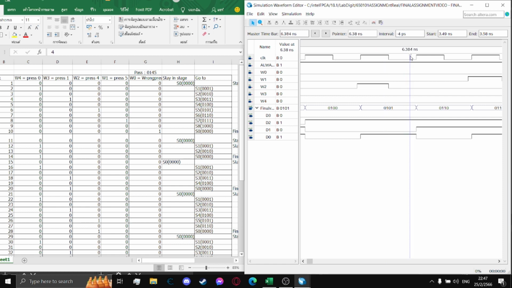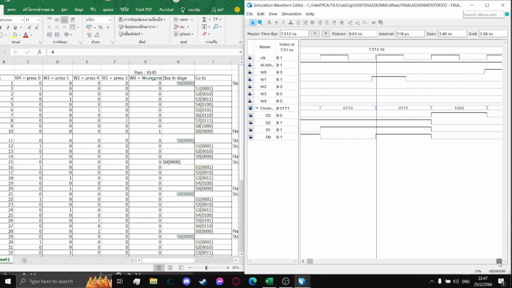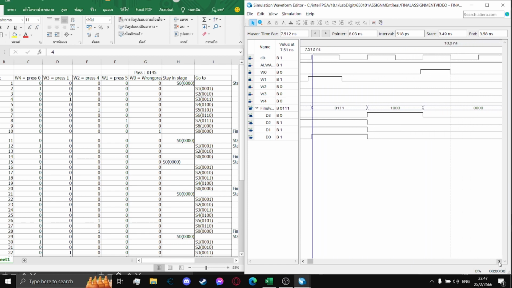State 7, if clock 7 is not press the button, they will go to next state. In clock 8 is press 5. When you press 5, they will go to state 7 immediately. 0 1 1 1 0 1 1 1, and then go to state 9.